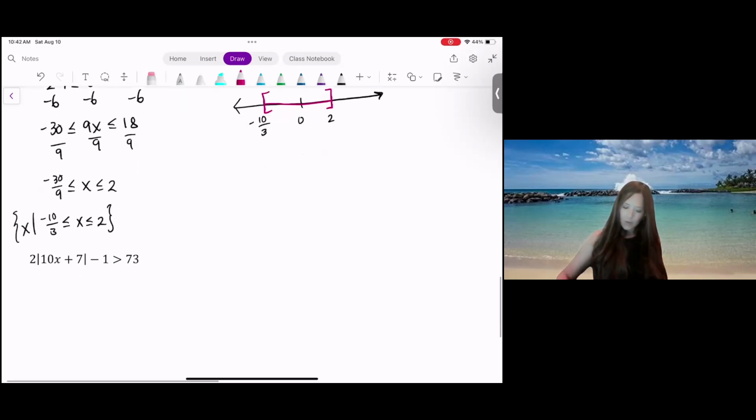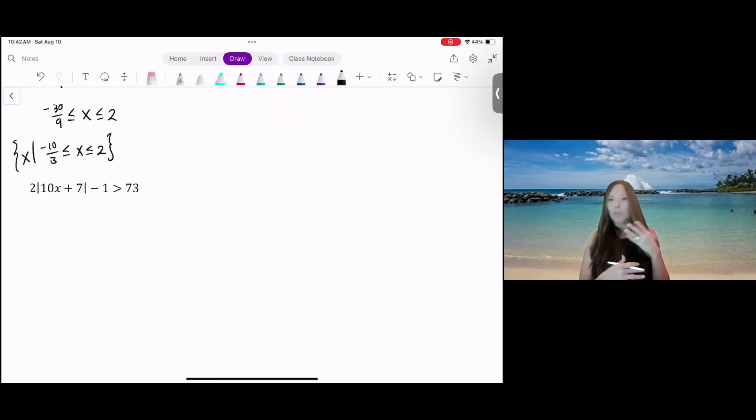All right, one last one that kind of involves a little bit more complex operations. I have the absolute value on the left-hand side, but I have a greater than symbol, and I have a -1 on the outside and a 2 that I need to handle. So remember, I'm going to undo the subtraction first by adding 1.